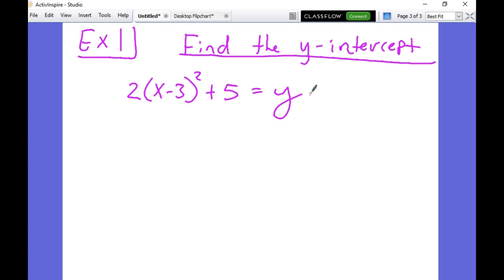So, how do you find a y-intercept? You plug 0 in for x. Ready? I'm not ready yet. All right, Anna, I'll give you another moment. We're going to plug 0 in for x. Ready?